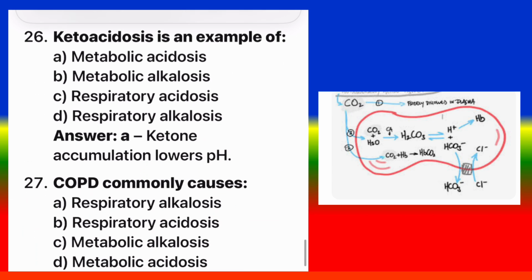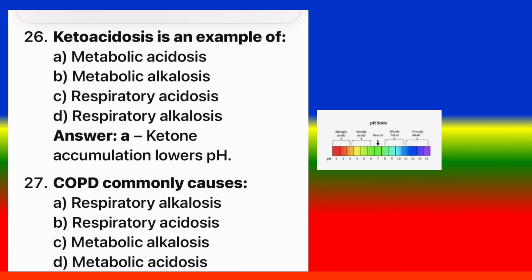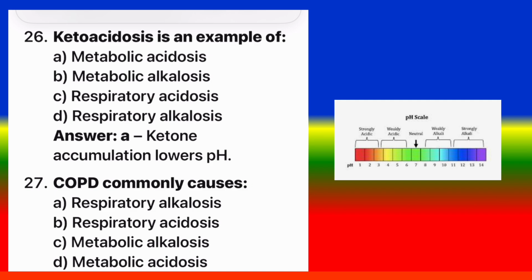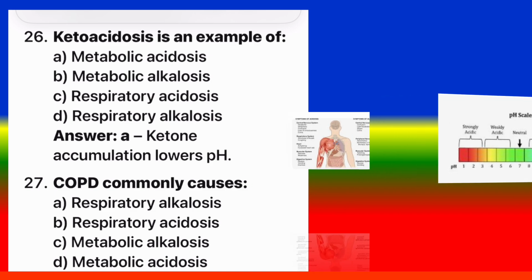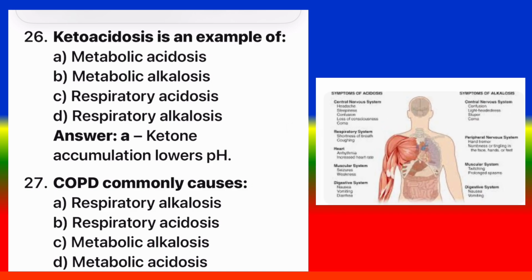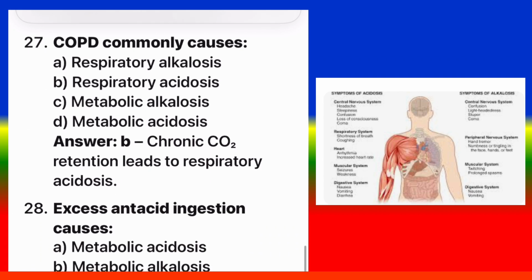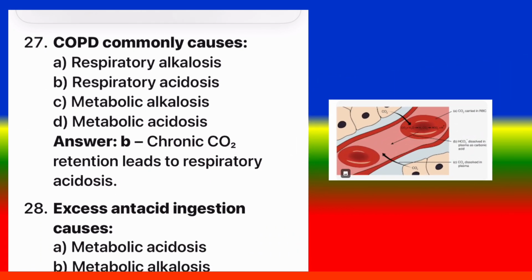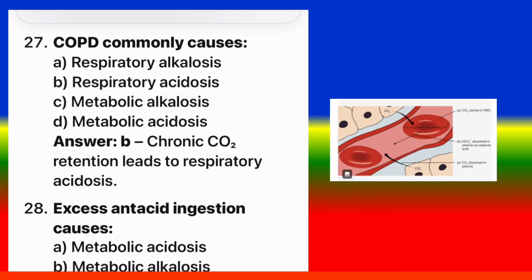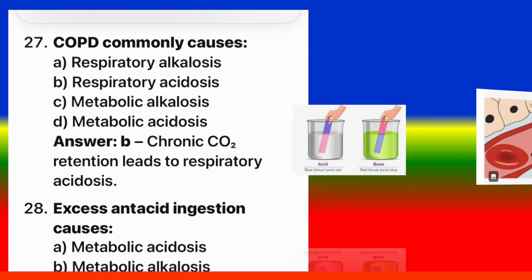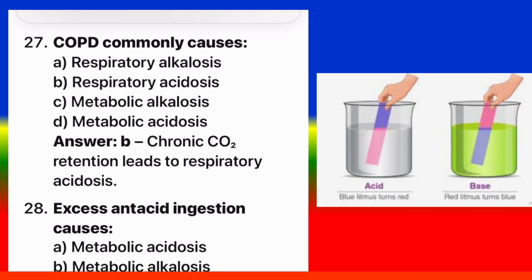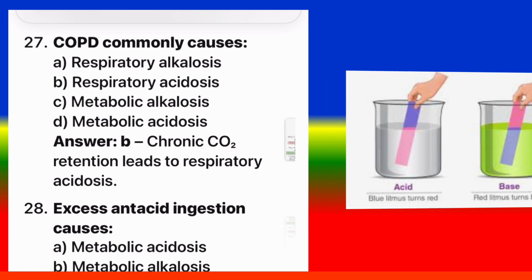26. Ketoacidosis is an example of A, metabolic acidosis, B, metabolic alkalosis, C, respiratory acidosis, D, respiratory alkalosis. Answer A, ketone accumulation lowers pH. 27. COPD commonly causes A, respiratory alkalosis, B, respiratory acidosis, C, metabolic alkalosis, D, metabolic acidosis. Answer B, chronic CO2 retention leads to respiratory acidosis.